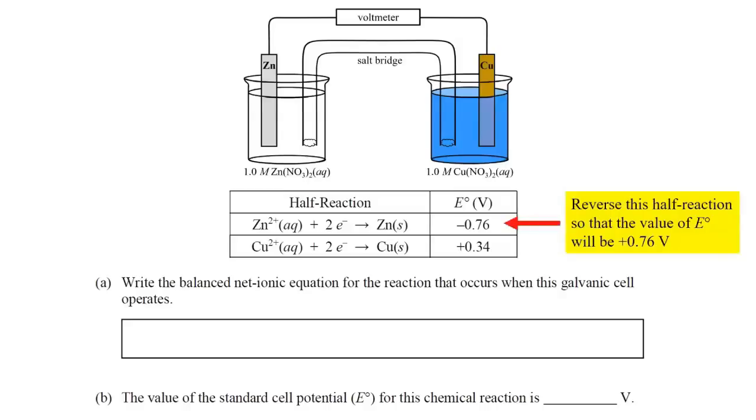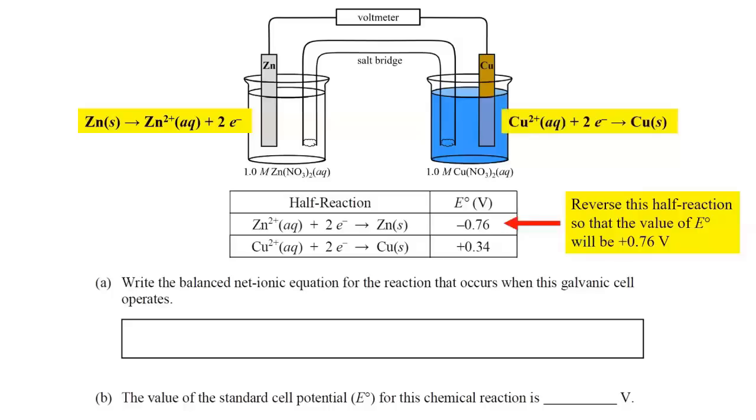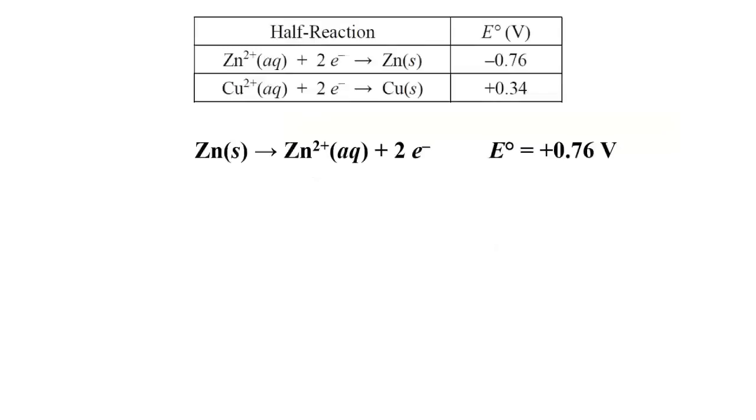When I do that, that will now become an oxidation half reaction, and the sign changes from negative 0.76 volts to positive 0.76 volts. So the half reaction I reversed was chosen so that when the two half reactions are added together, I get a positive cell potential for the overall reaction. The zinc anode is where oxidation occurs, and the copper cathode is where reduction occurs. So I'm going to go ahead and show you the process.